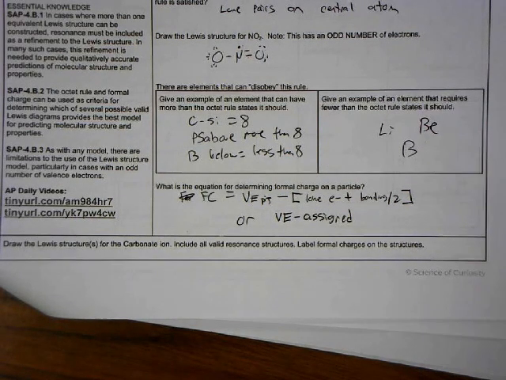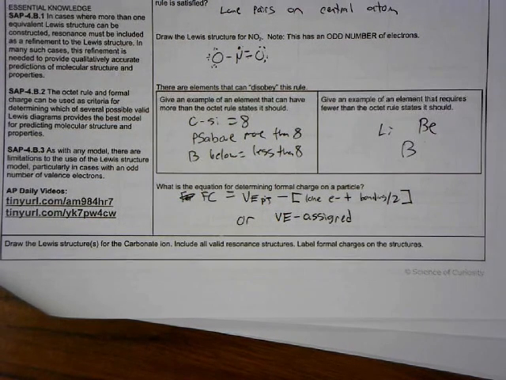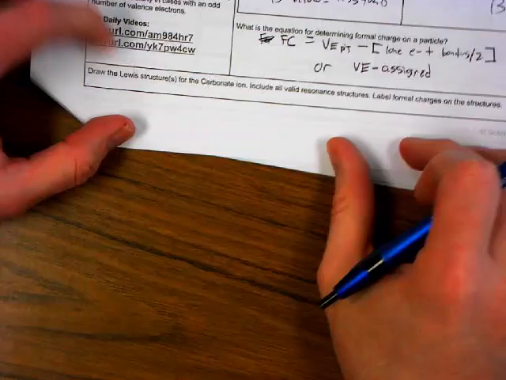Is this for each atom in a formula? Each individual atom in a formula. What is an assign? I'm going to show you. So how many does it actually have? We talked about that a little bit yesterday with the Lewis dot structures.